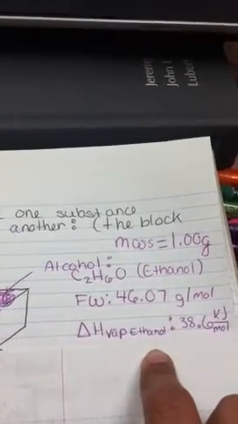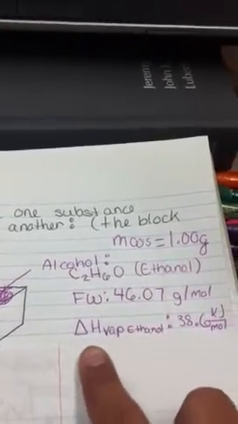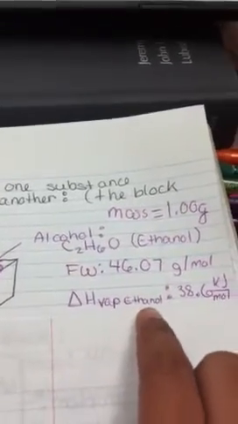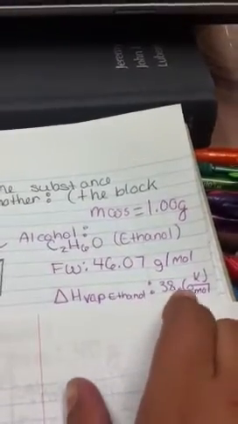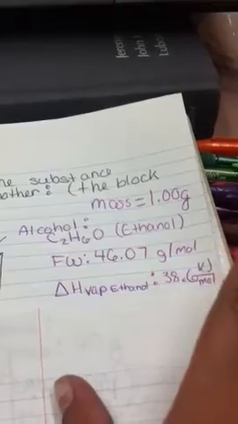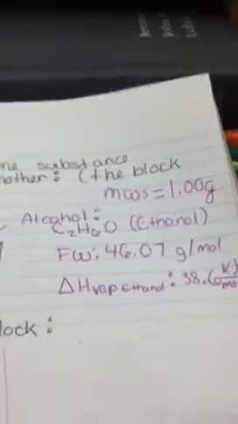Then you'll either be given or we'll have a chart where you can look this up, which will be the enthalpy of vaporization for ethanol, which I found to be 38.6 kilojoules per mole. We don't memorize these, we look them up in charts too, so don't stress yourself out.